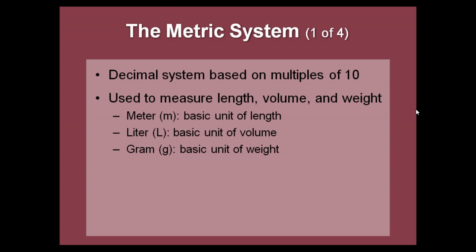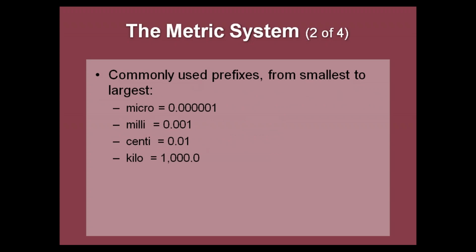Okay. Thank you. All right, decimals, metrics, percentages. They're all amazing. Decimal is based upon multiples of 10. We use meters, liters, and grams. Meters for unit of length, liters for unit of volume, and grams for unit of weight. Of course, this is the metric system. The rest of the world uses the metric system. Everything in the medical field typically is metric, so that's why we're going off of metrics. Commonly used prefixes from smallest to largest: micro, milli, centi, and kilo.